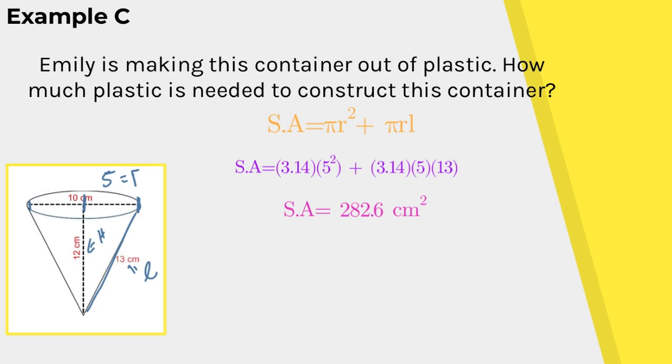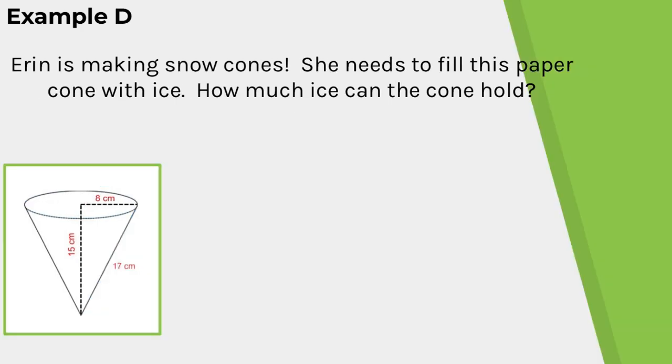Now let's take a look at the next example. So here we are at example D, and it says Erin is making snow cones. She needs to fill this paper cone with ice. How much ice can the cone hold? So since we're talking about the inside of the cone and how much it can hold, we know that we're talking about volume. So we're going to go over to our formula sheet, grab our volume formula for a cone. So V equals 1/3 times pi times r squared times h.